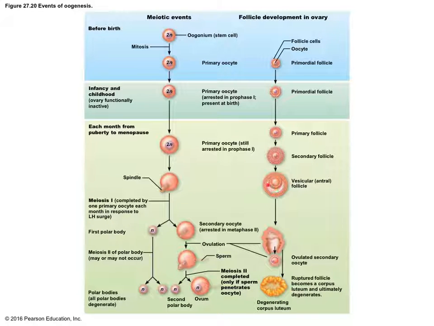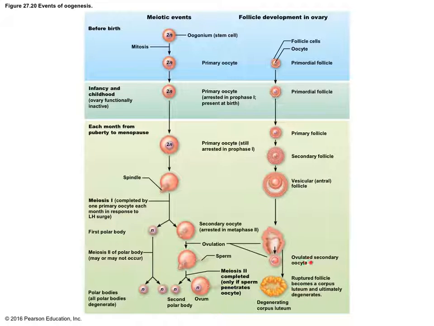The antrum, this fluid-filled space, begins to develop in the vesicular follicle. And as the follicle develops as a vesicular follicle, this is going to induce the oocyte to continue through meiosis 1, producing a large secondary oocyte and a small first polar body. And the secondary oocyte is going to be arrested at metaphase 2. The antrum continues to develop until it reaches the ovary surface and it bursts, ejecting the oocyte.